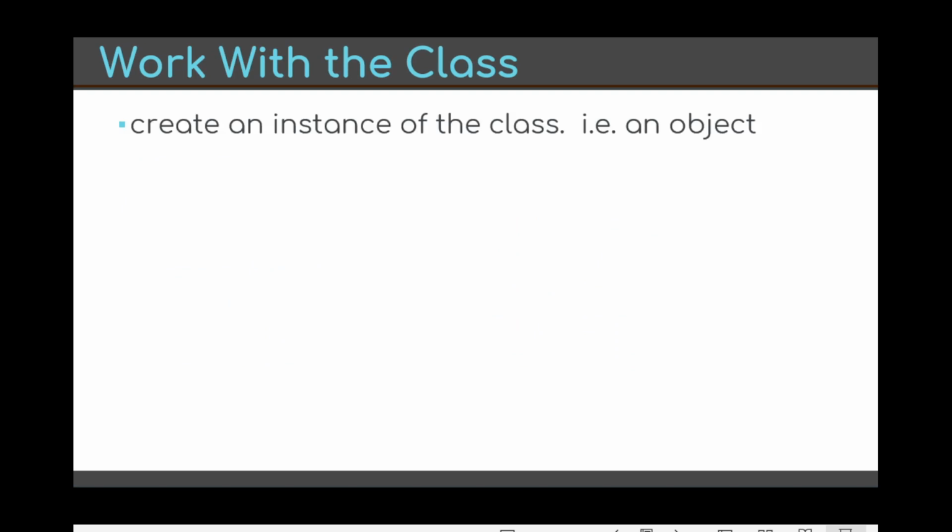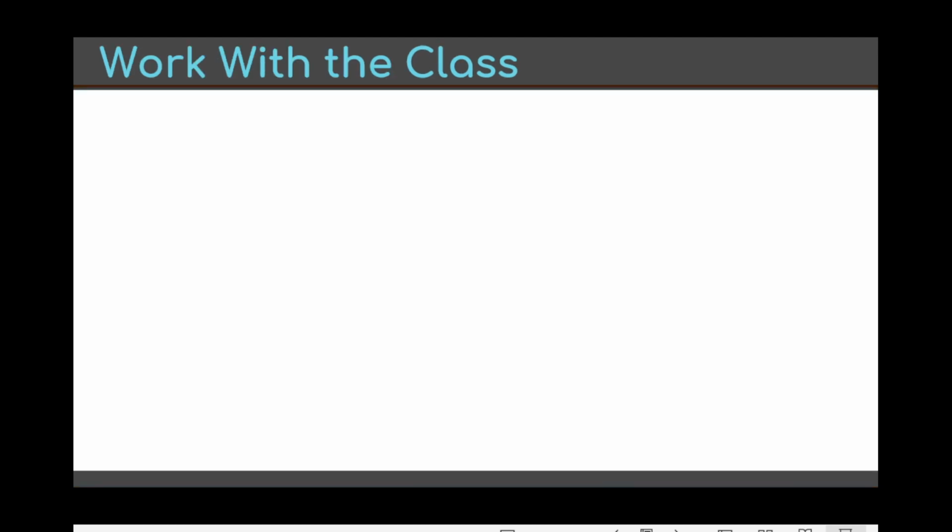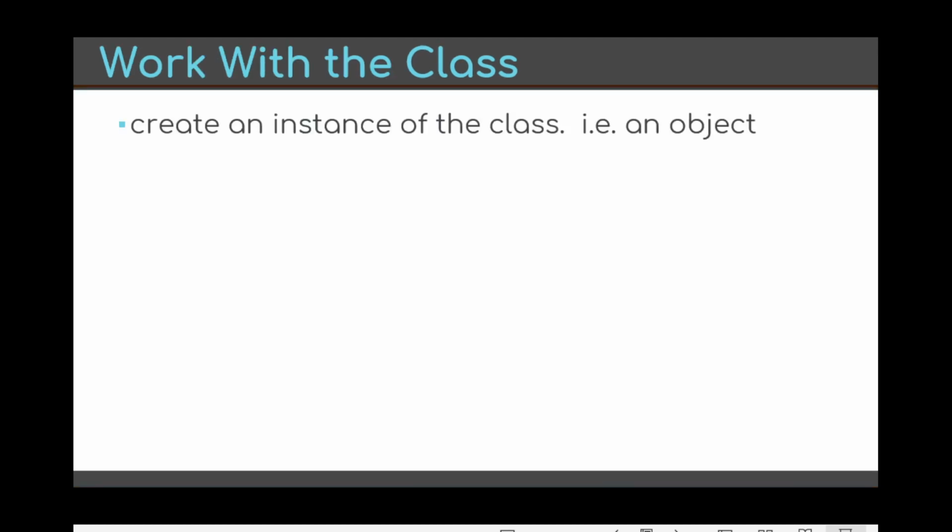So working with classes, you want to create an instance of the class, make an object. If you just do this, this tells Processing, this is what a car should be. Making an instance actually takes that definition and makes a single car.